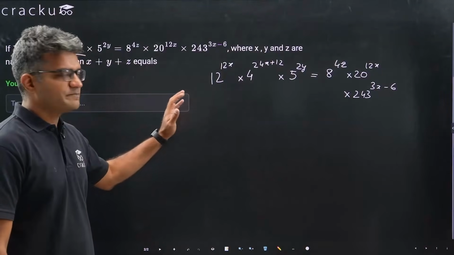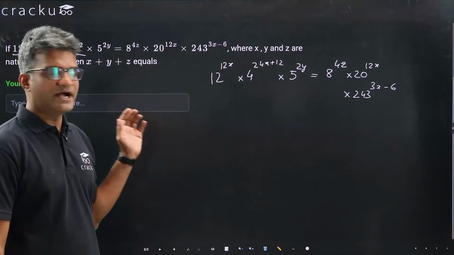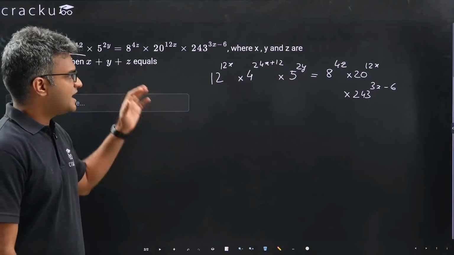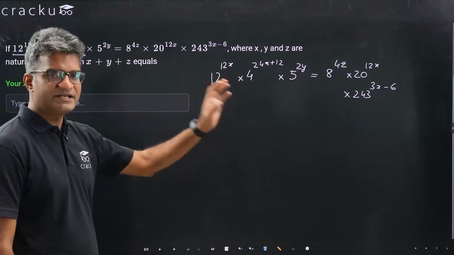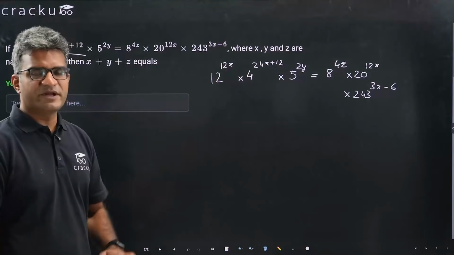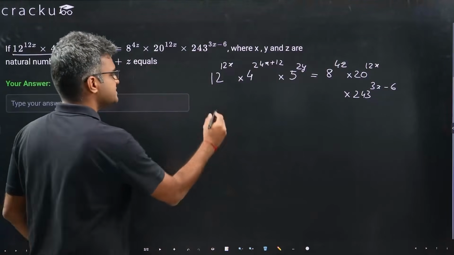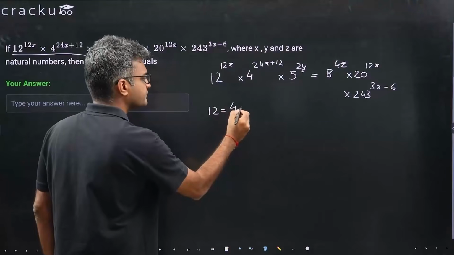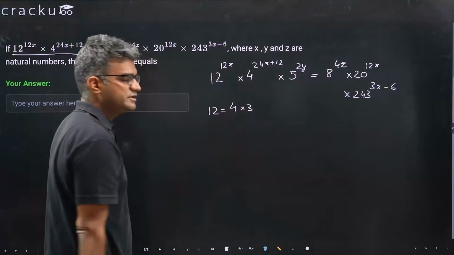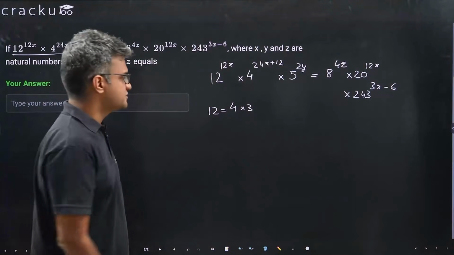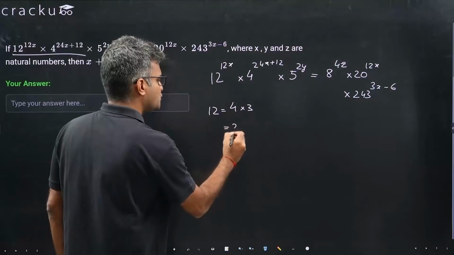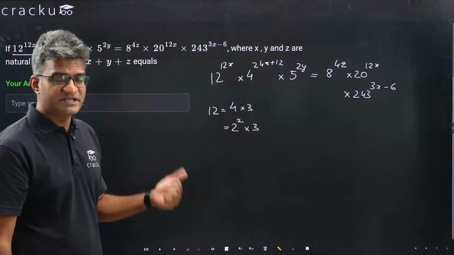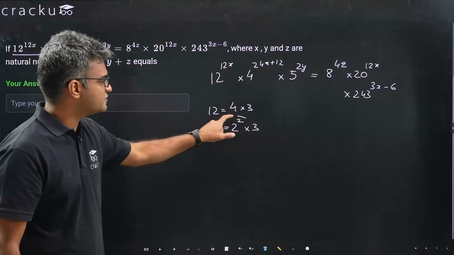So we'll first do the prime factorization of the left hand side and the prime factorization of the right hand side. What do I mean by prime factorization? I will express the left hand side and the right hand side as a product of primes. For example, what is 12? 12 is 4 into 3. But 4 is not a prime number. So we'll express this as 2 square into 3. 2 is a prime number, 3 is a prime number. So this is the prime factorization of 12.